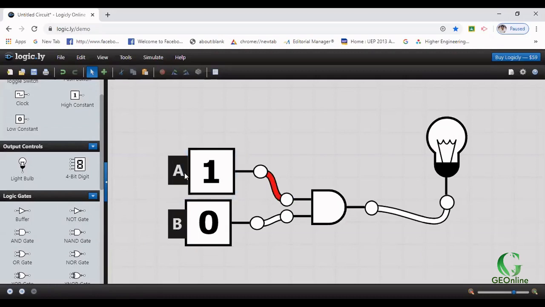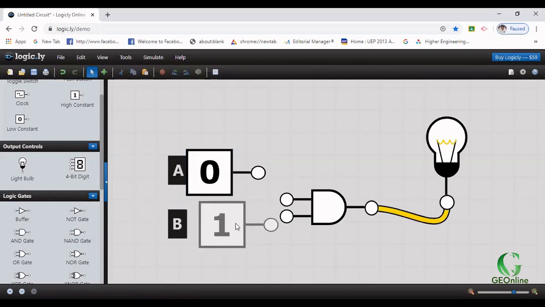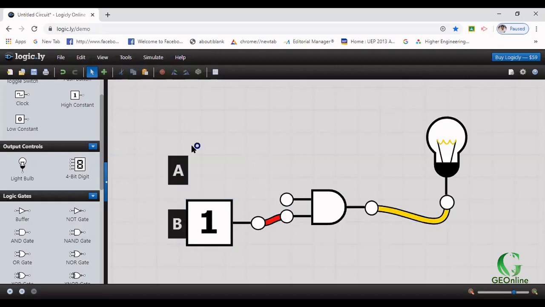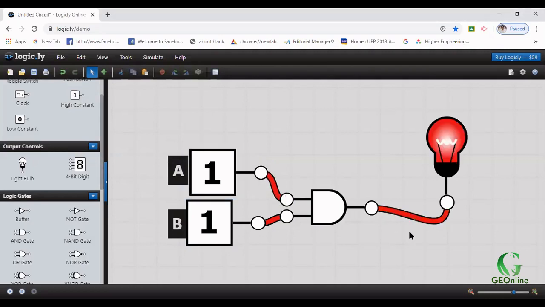Now when A is high and B is low, output is low. When A is low and B is high, output is low. So when both the inputs are high, we get a high at the output. So this is AND gate.